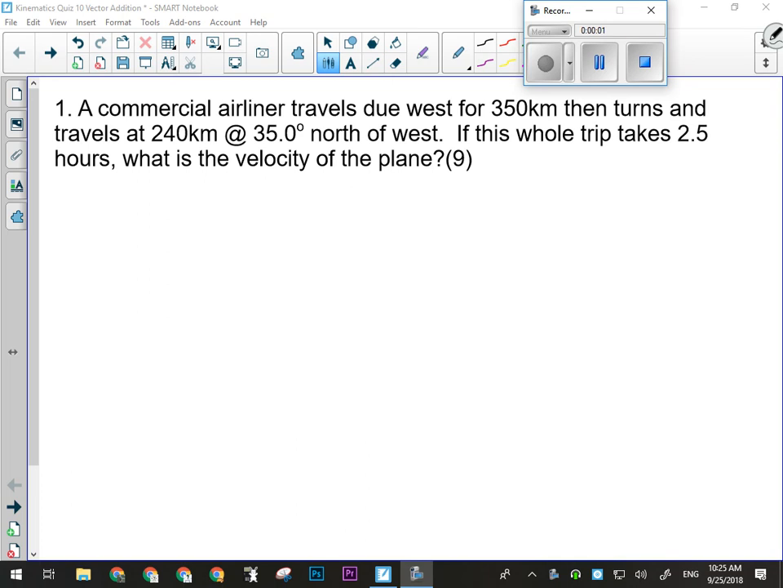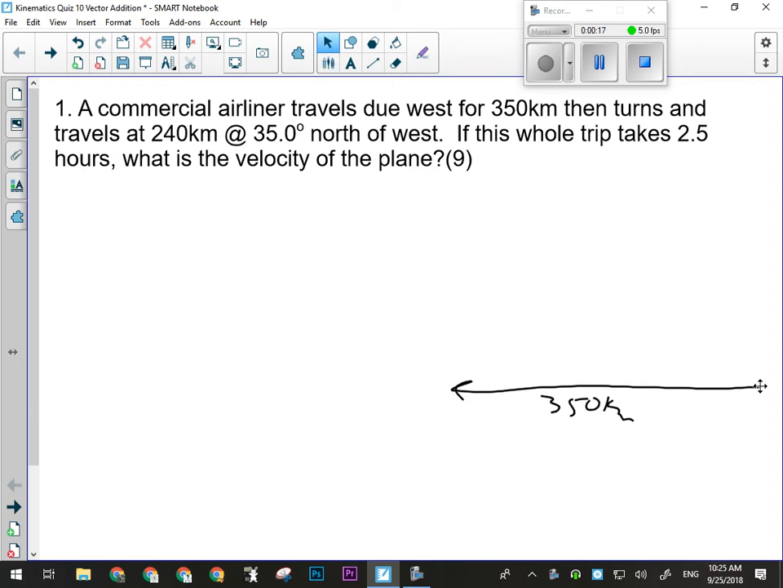Okay, so looking at this one here, we have a commercial airliner that travels due west 350 kilometers and then travels 35 degrees north of west for another 240. Okay, so I'm going to start out with a due west line that is 350 kilometers long.